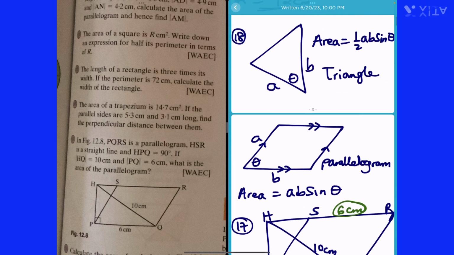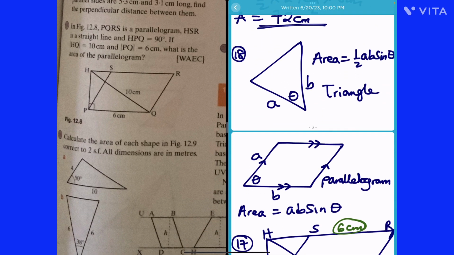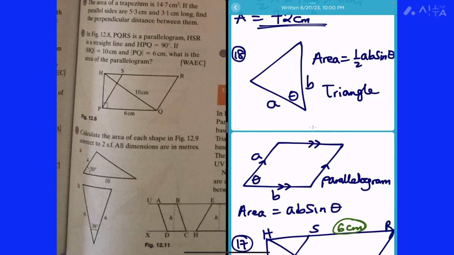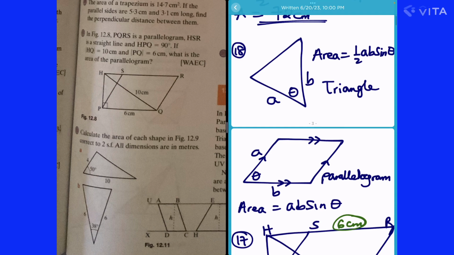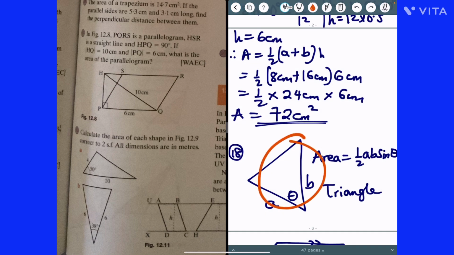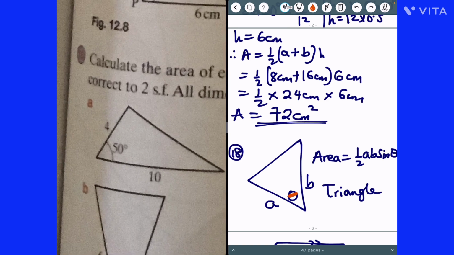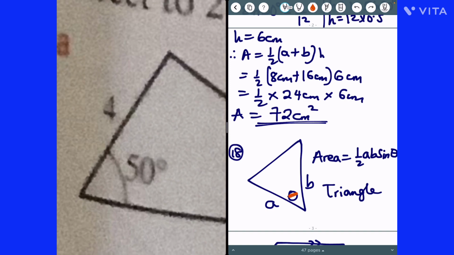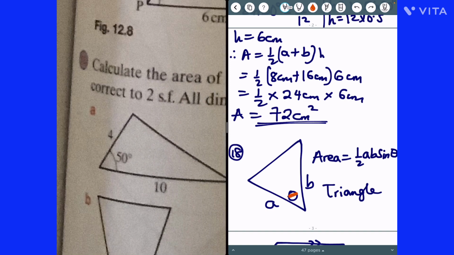That was a very easy question. Question 18. In question 18, it says calculate the area of each of the shapes in the diagrams below. All dimensions are in centimeters. That's a very simple question. The area of a triangle, when you know 2 sides and the included angle, is half times the 2 sides times the sine of the angle between them. So the area of my triangle is half AB sine theta. That will give me half times 10 times 4 times sine 50. So take note as I'm showing you.